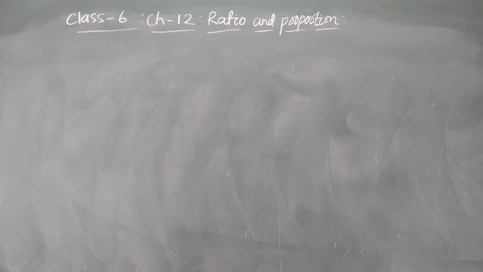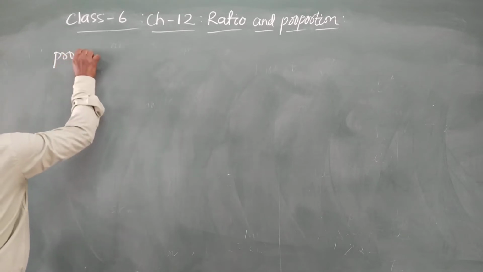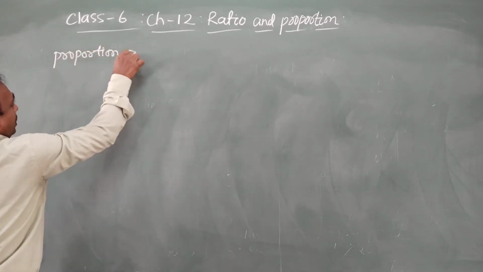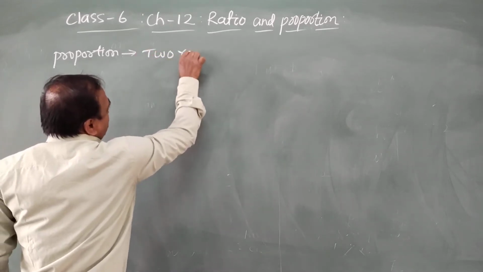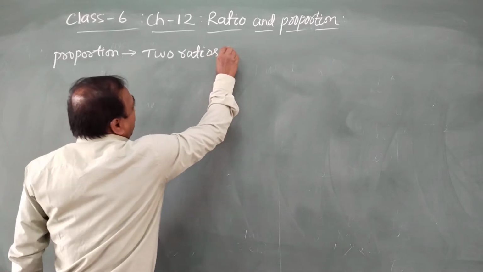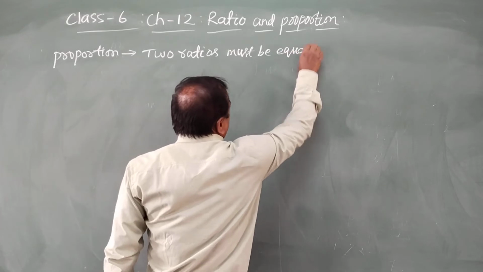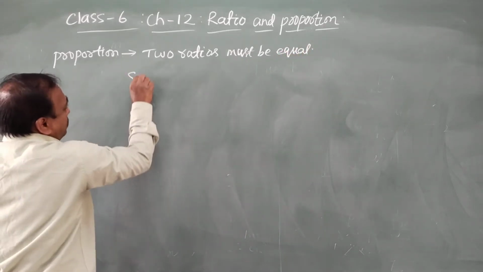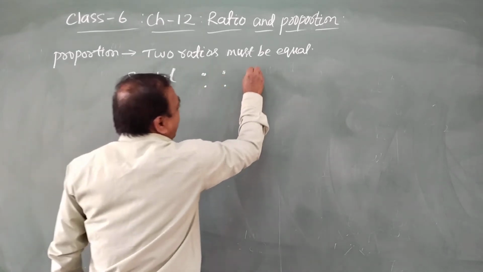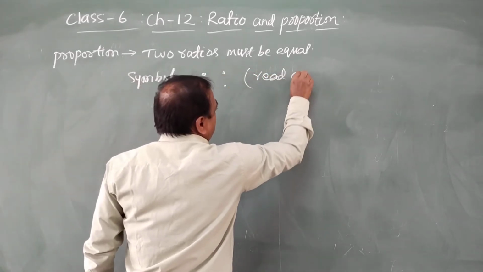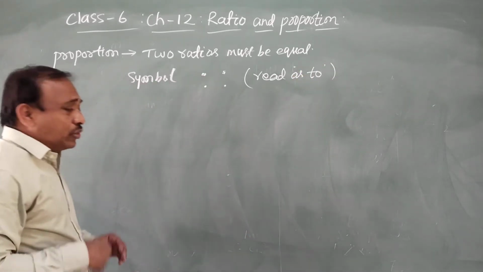So just now we have seen what proportion means: two ratios must be equal. And the symbol is 4 dots, read as "as to".